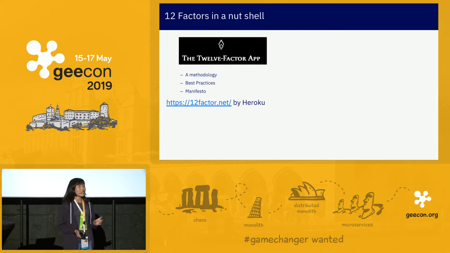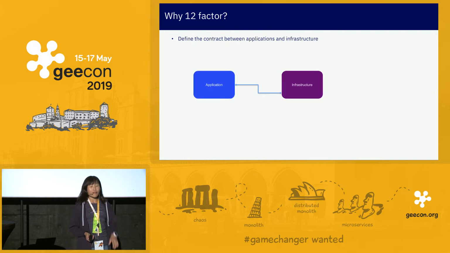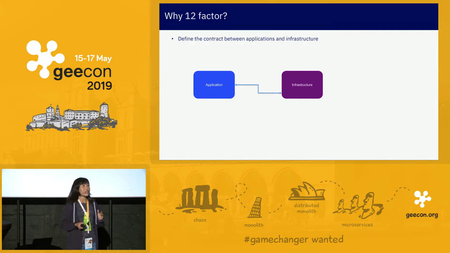12-factor is a methodology created by Heroku. It's the best practice and manifesto. One big thing with 12-factor is that it defines a clear boundary between the application and the infrastructure. This is really, really important. You do not want your application to do everything. You need your infrastructure to take care of the basics it is good at, and your application should focus on business logic.